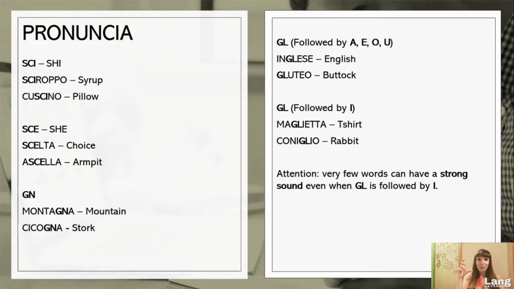We said that C and C are CI and CE. What if there is an S in front of these two letters? The story changes. Unfortunately, it's not chi or che anymore, but it will be she and she, like shy, shining. Sciroppo, cuscino, scelta, ascella.